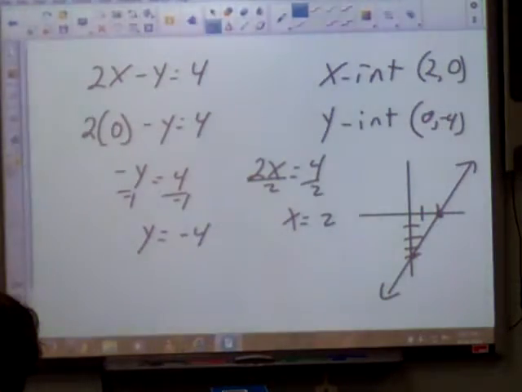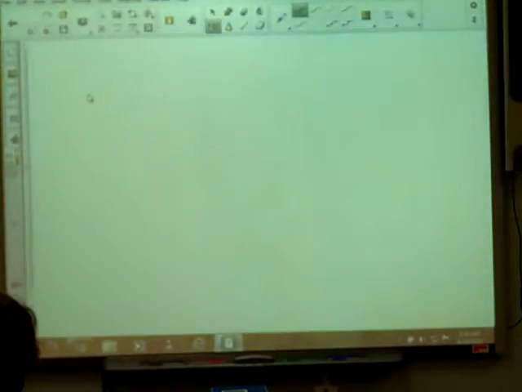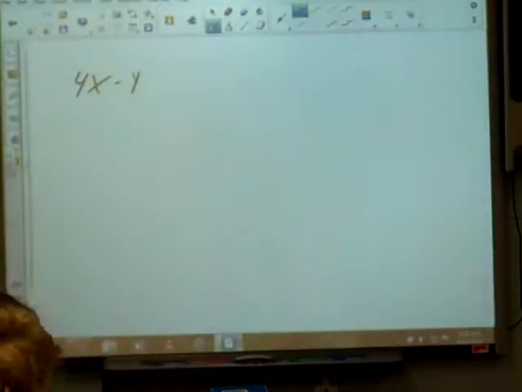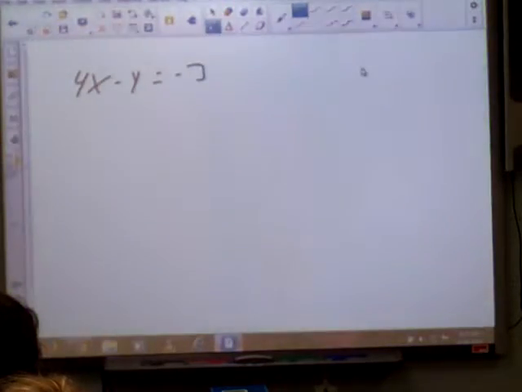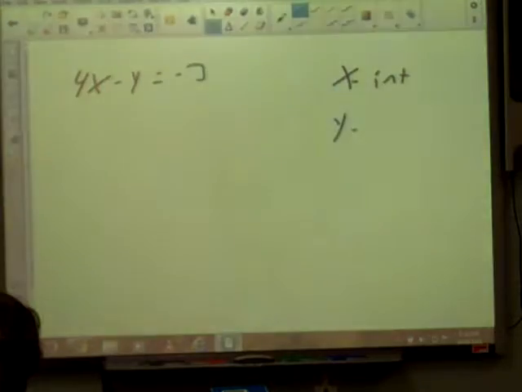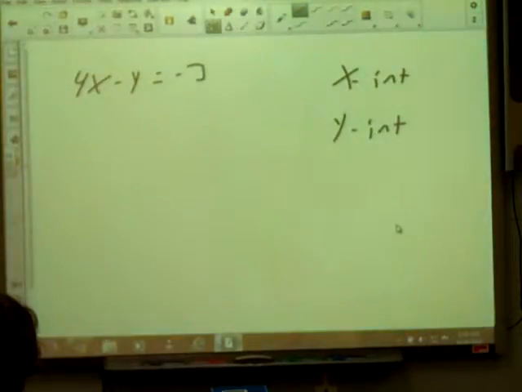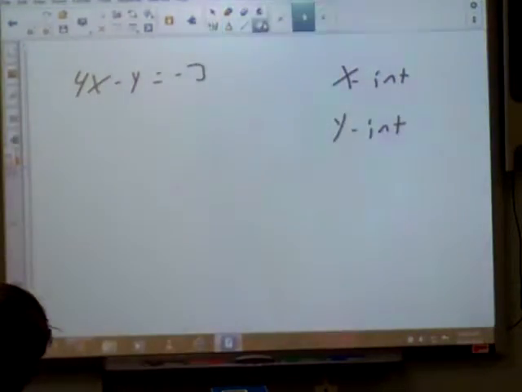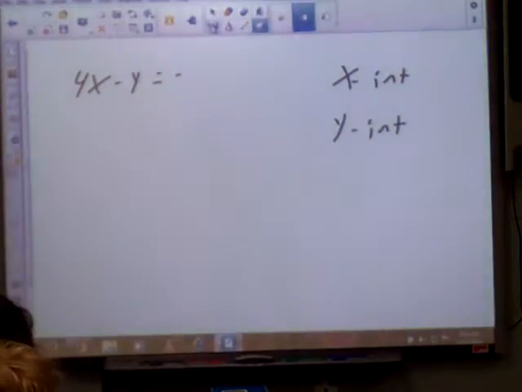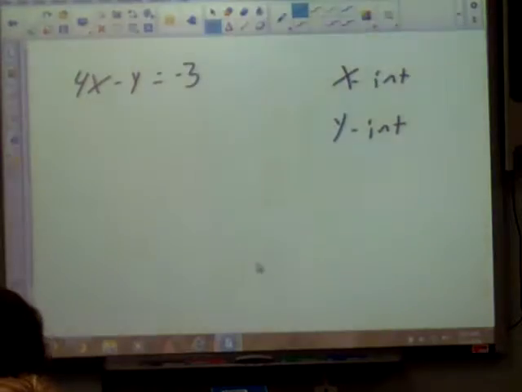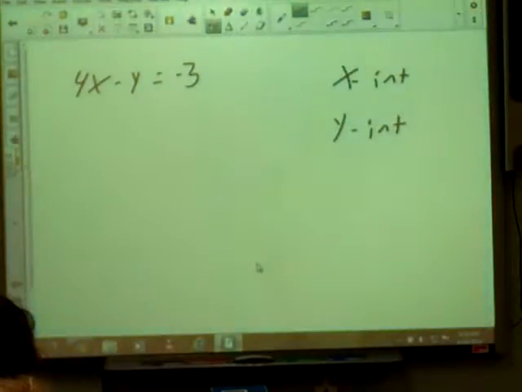So if you had 4x minus y equals negative 3, I want you to find the x-intercept and the y-intercept. See if you can do that one on your own. Go. Is that a negative 3? Yes, equals negative 3. See if you can get that one knocked out. Find the x and the y-intercept.